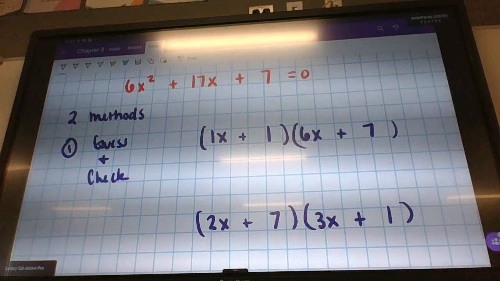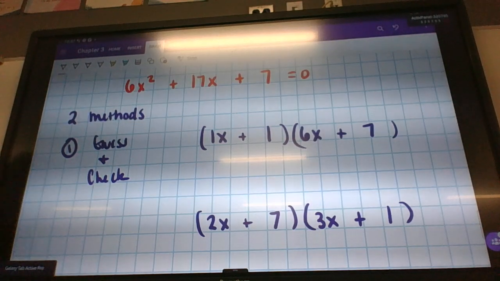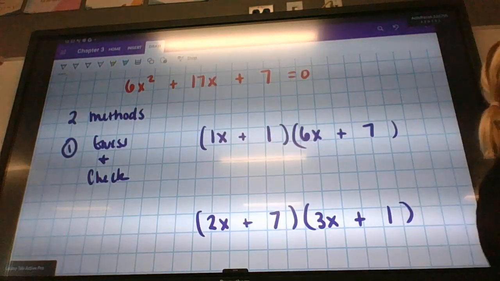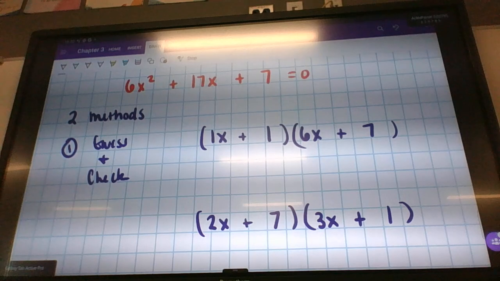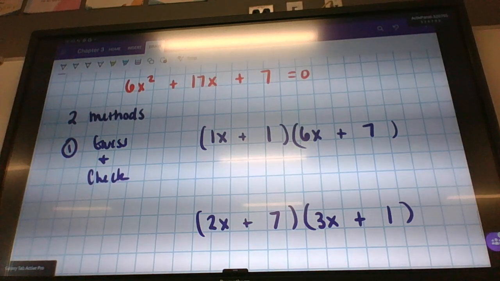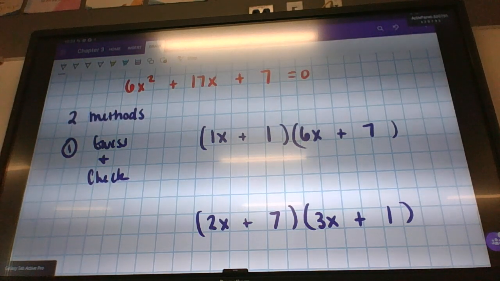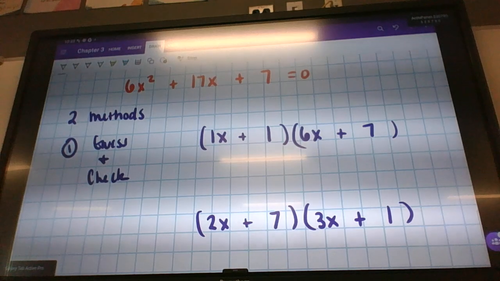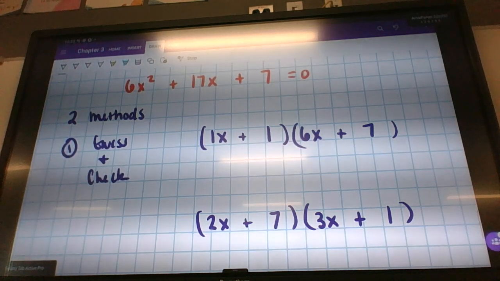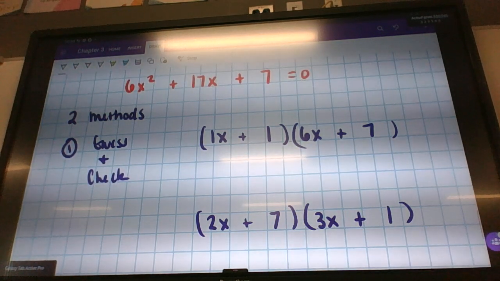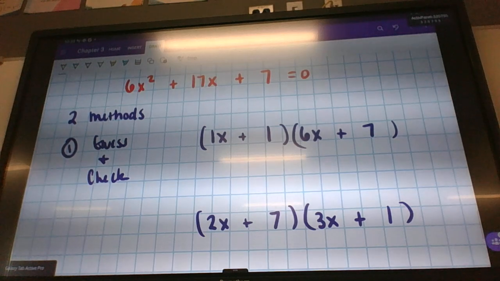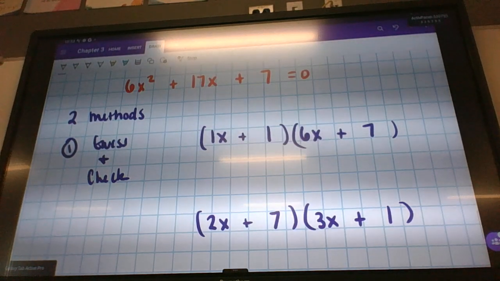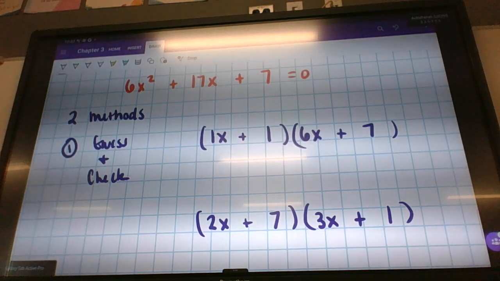Let's try the other method, which is the process. I always do the process. I like the process better. It's going to seem like a really long process, but after you do it a few times, you'll move through it much more quickly than the first time. All right, the process when A does not equal 1 and there's no GCF is called the A times C method.